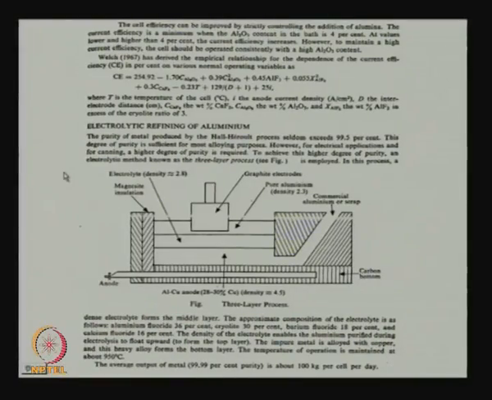Here is the scheme. The purity of metal produced by Hall-Héroult's process is 99.5%. Now, this purity is sufficient for most alloying purposes, but for electrical applications and for canning, which requires a lot more improvement of mechanical properties, formability, one needs a higher purity. Now, to achieve this higher degree of purity, there is an electrolytic method called the three-layer process. In this three-layer, these are the layers.